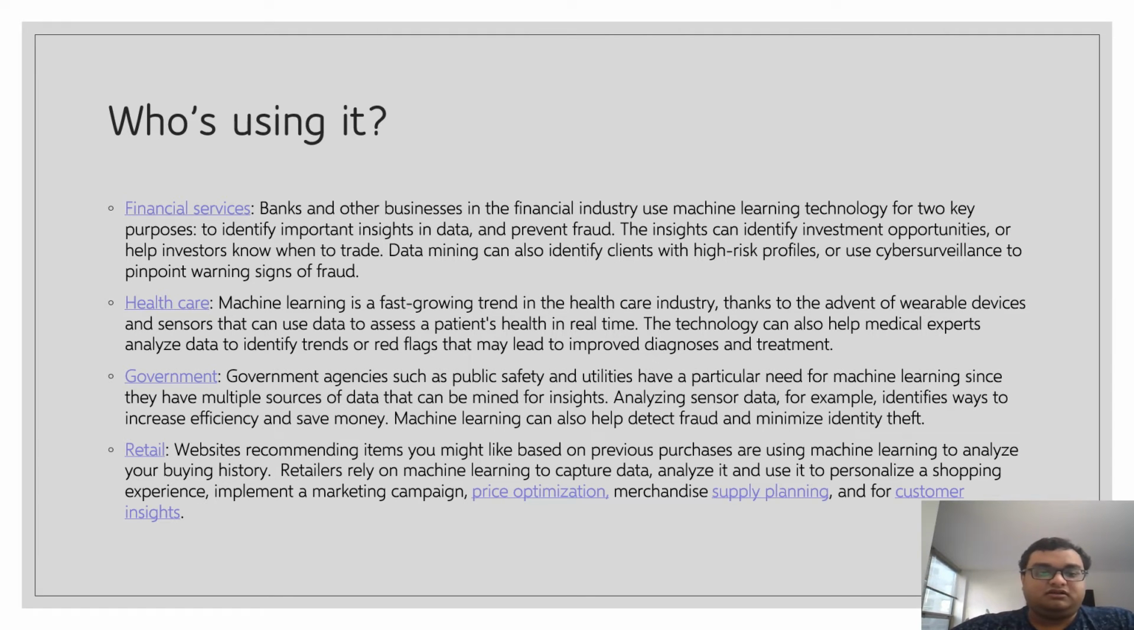Then you have retail. Websites recommending items you may like based on previous purchases are using machine learning to analyze your buying history. Retailers rely on machine learning to capture data, analyze it, and use it to personalize a shopping experience, implement a marketing campaign, price optimization, merchandise supply planning, and for customer generating insights.